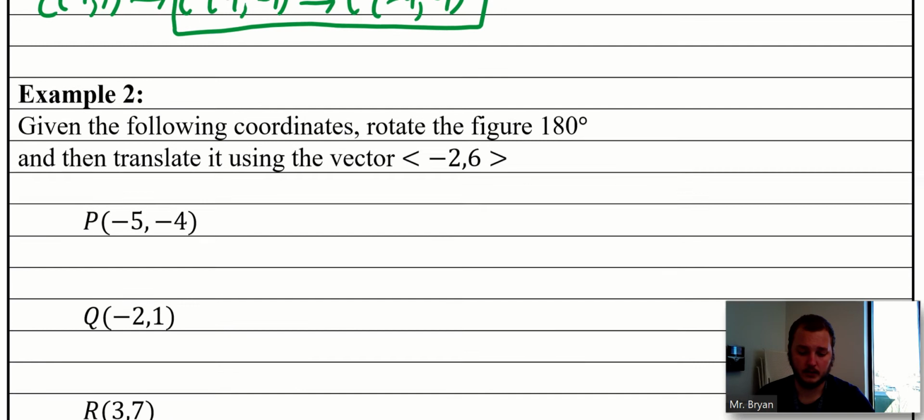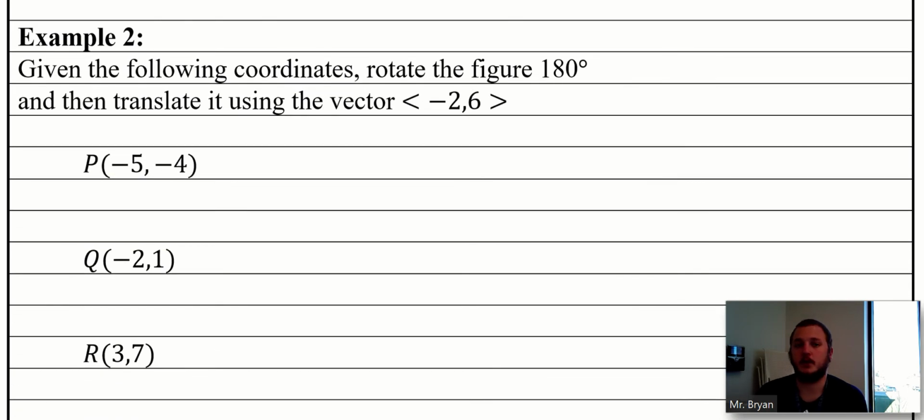Okay, so let's just continue to practice this and make sure we have these rules down. So example 2, now we're transitioning so that we don't necessarily have a figure. We just have the coordinates given to us. So I want you to take a second, pause your video, and just write down these coordinates for P, Q, and R. All right, so we have these points, and it says given these coordinates, we want to rotate the figure 180 degrees, and then translate it using the vector -6, 2.